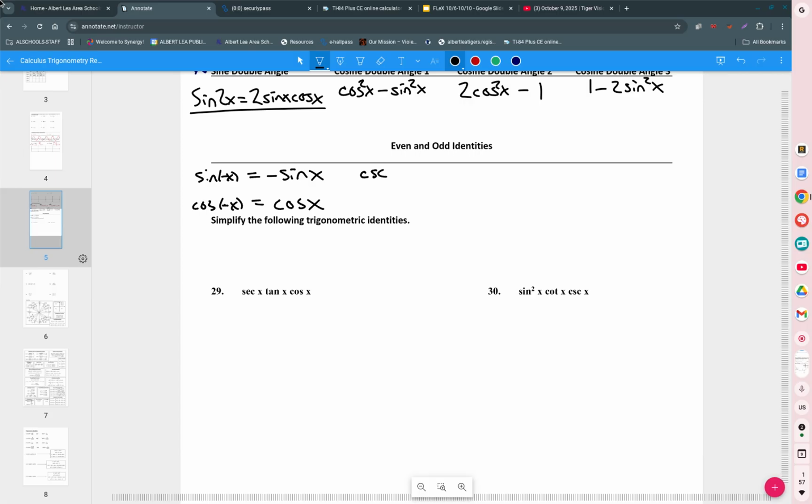So that means that cosecant of a negative x does produce negative cosecant of x. And secant of negative x, because it is the reciprocal of cosine, just becomes secant of x. So it's cosine and secant that the negative disappears, whereas sine and cosecant, the negative stays. Same is true for tangent. Tangent of negative x is negative tangent of x. And cotangent of negative x is equal to negative cotangent of x.